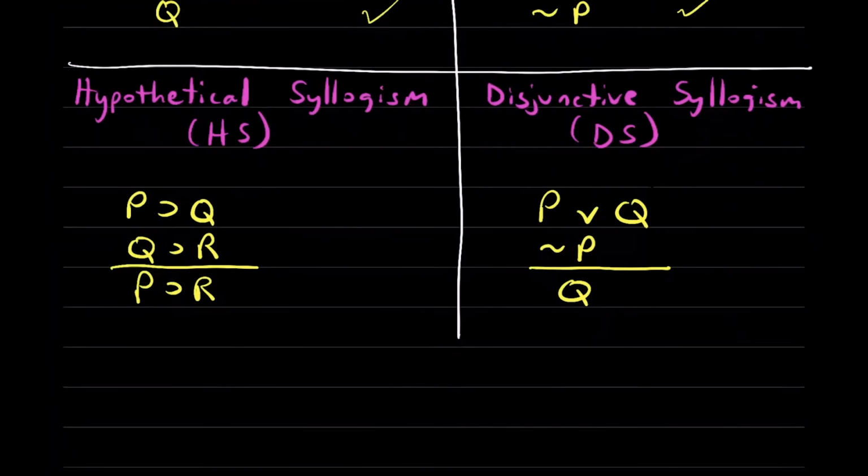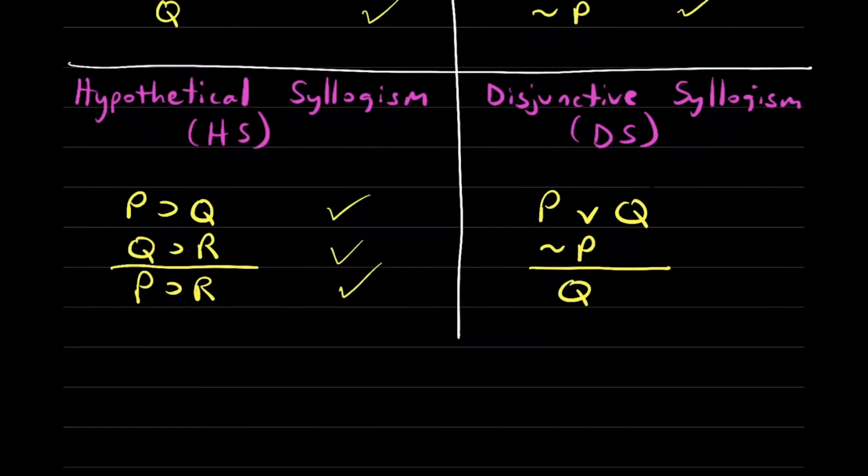A hypothetical syllogism always looks like this. You have a conditional, if P then Q, and the consequent of that conditional, Q, is the antecedent of another conditional. In this case, Q implies R. And I think it's pretty easy to tell what follows from this. If you have P implies Q, but Q in turn implies R, that means that P would have to imply R. If P then Q, but if Q then R, so if P then R. Hence the conclusion there, if P then R.